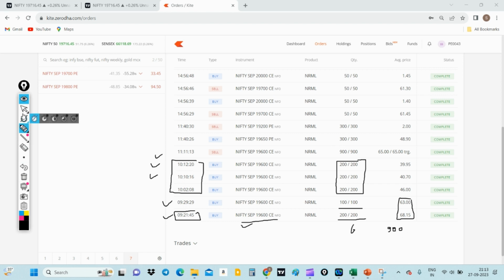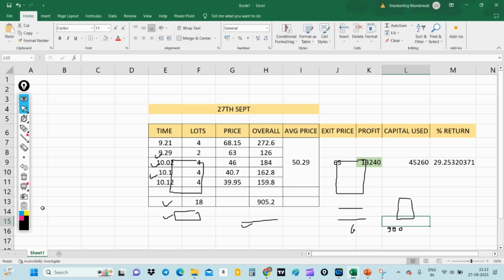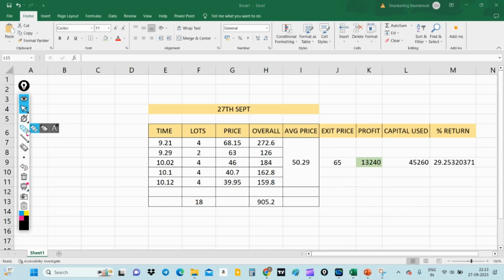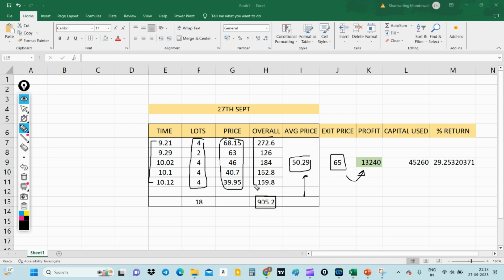I made an Excel sheet over here to explain how much quantity it was. If you cumulatively add all these prices, the average price comes around 50 rupees. I made an exit at 65 rupees. So overall, the cumulative profit with respect to 900 quantities was 13,240. Here I cumulatively added the timing, the number of lots I added, and this is the overall average price I paid for 18 lots. So overall, I was able to make 13,000.